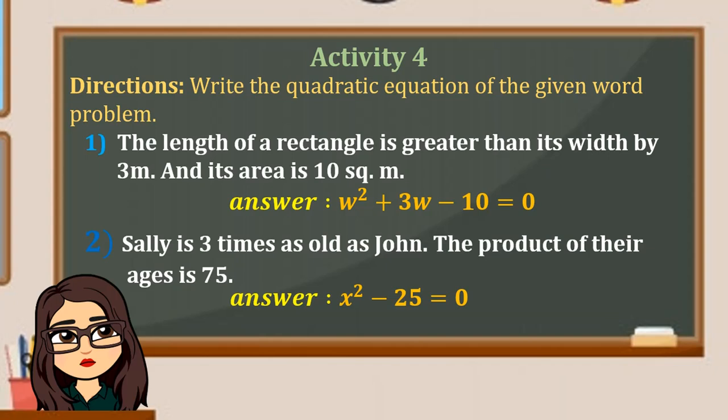Ang kailangan nyo na lang pong gawin ay yung pinaka-solution. So you need to come up with these answers. Kailangan once na sinagutan nyo si number 1, si number 2, ang magiging sagot ninyo ay yung w squared plus 3w minus 10 equals to 0. And then for number 2, x squared minus 25 equals to 0. Para malaman ninyo at ma-assess nyo rin po yung sarili ninyo kung naintindihan nyo ba talaga yung discussion.